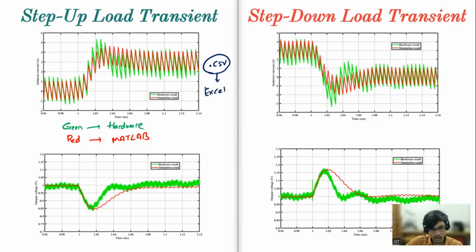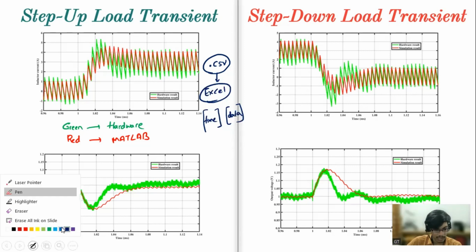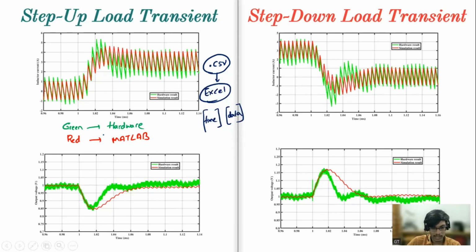So when you save that .csv file in that pen drive, you will find there will be an Excel sheet, and the data has 2 columns. One is the time series, and the other one is the data series. Now we have to access this time and data series and plot in MATLAB, on top of which we have to run our simulation. So we can overlap them and see to how much extent it is matching. And we can see there is mismatch.